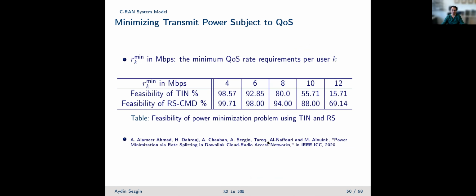Here are just some values in which you can see that, since it's a feasibility problem, with rate splitting we are able to achieve feasibility in a lot of cases where treating interference as noise fails to provide those quality of service constraints. Especially as the minimum rate gets higher and higher, you see that there's a significant gap between rate splitting and treating interference as noise.